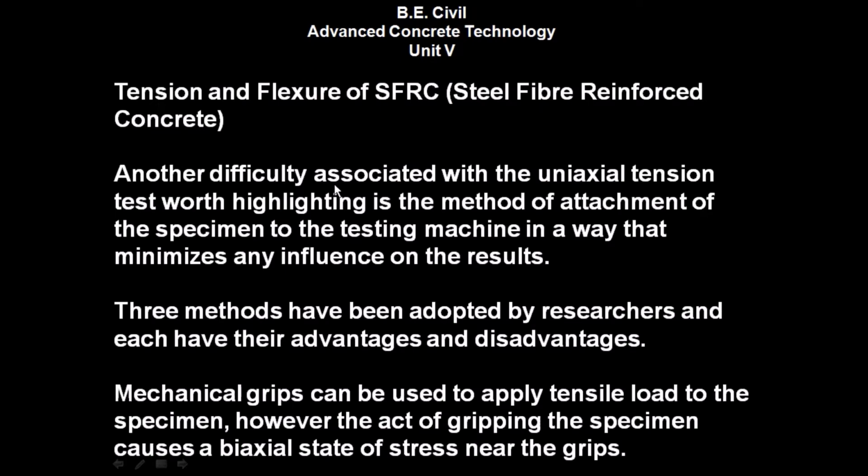Another difficulty associated with the uniaxial tension test worth highlighting is the method of attachment of the specimen to the testing machine in a way that minimizes any influence on the results. Three methods have been adopted by researchers and each has its advantages and disadvantages. Mechanical grips can be used to apply tensile load to the specimen. However, the act of gripping the specimen causes a biaxial state of stresses near the grips.